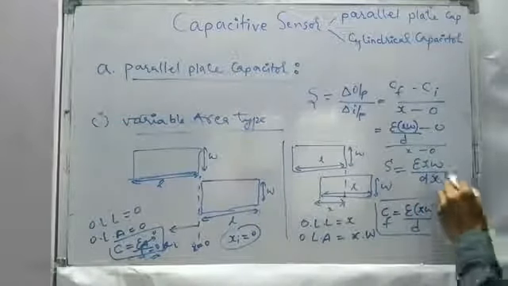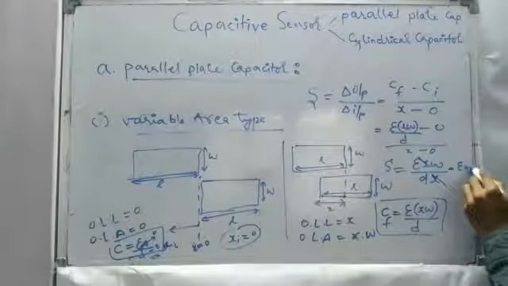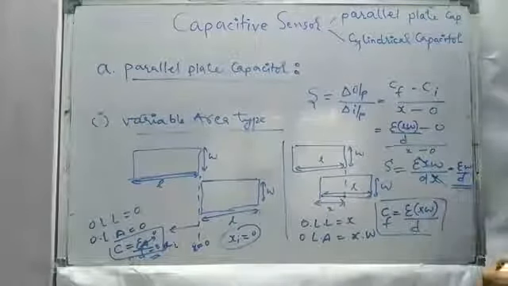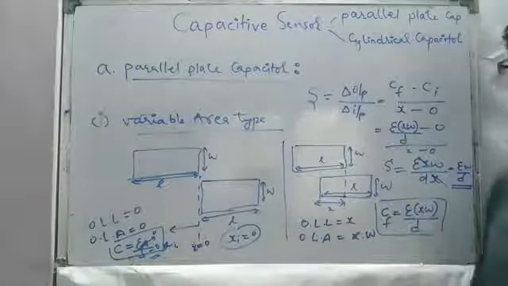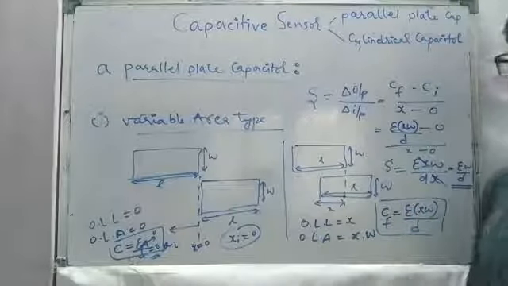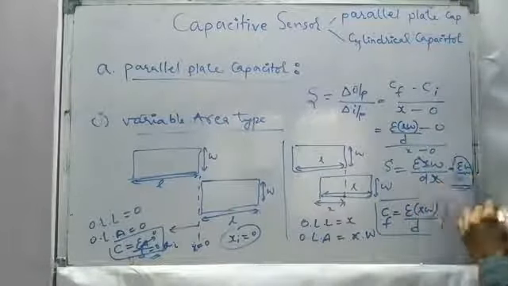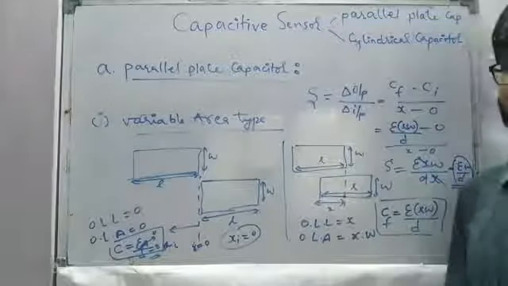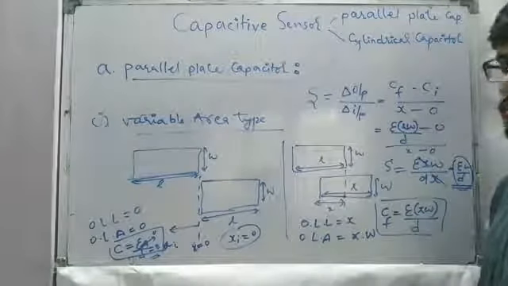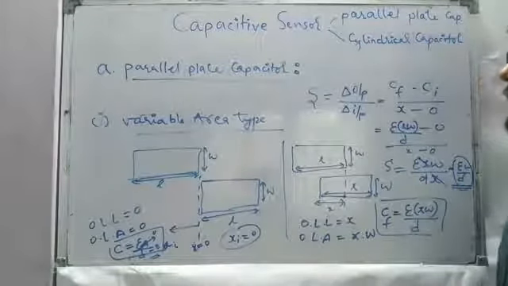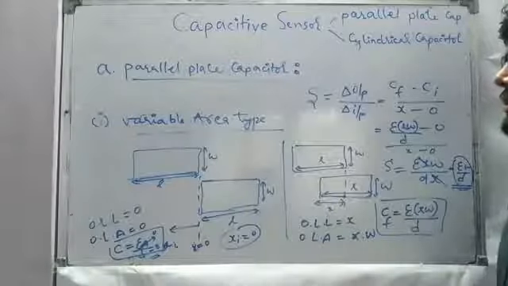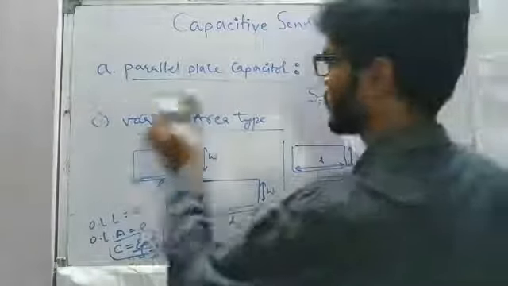So the sensitivity is going to come out as epsilon x w by d x. So x and x we had cancelled, epsilon w by d. So the sensitivity of the variable area type capacitor is going to come out as epsilon w by d. So this is the basic idea about the variable area type. There is nothing much to talk about, and now we will proceed to the second type, variable distance type.